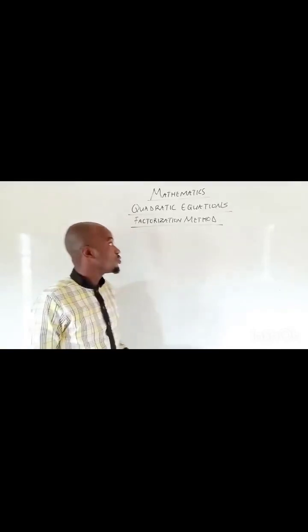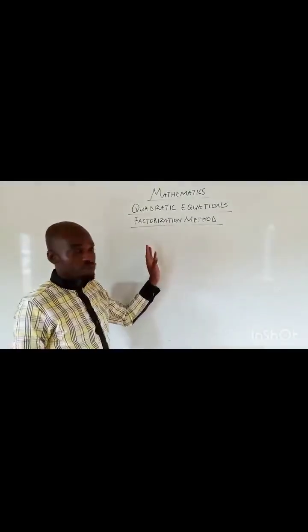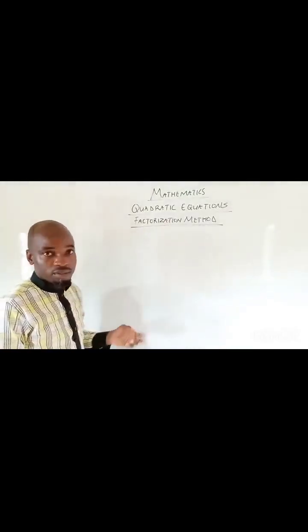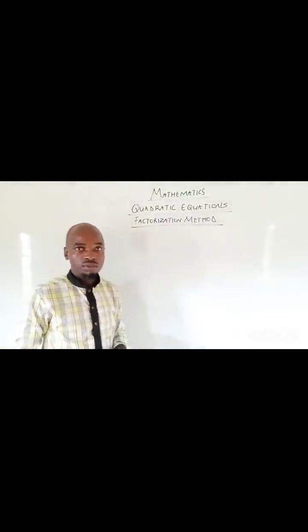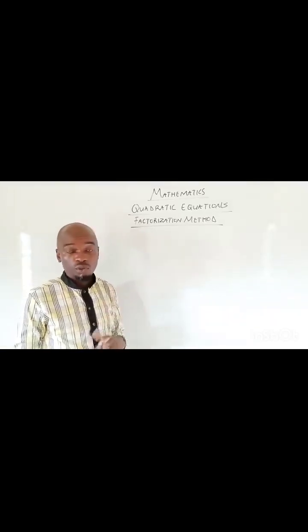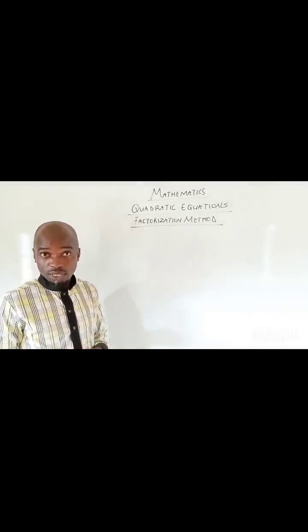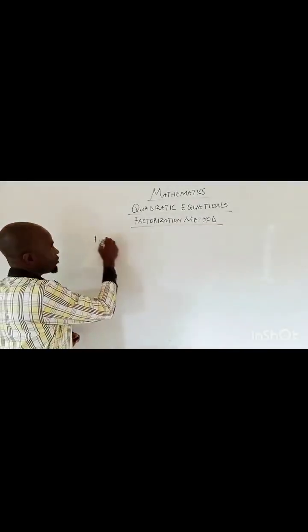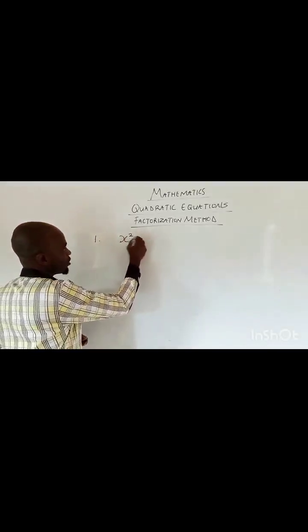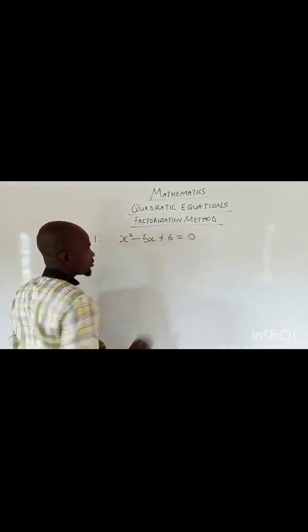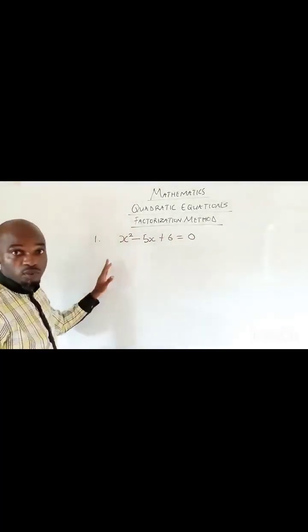Today, I'll be teaching you how to solve quadratic equations using the factorization method. But before we begin, let's know what a quadratic equation is. A quadratic equation is an equation in which the highest power of the unknown, which we assume to be x, is 2. For example, we have x squared minus 5x plus 6 equal to 0. This is an example of a quadratic equation.